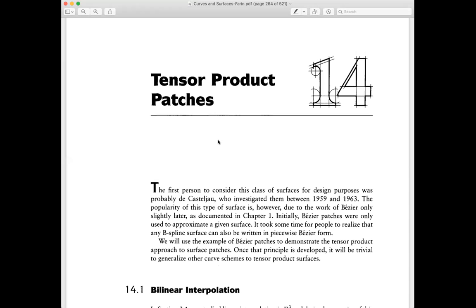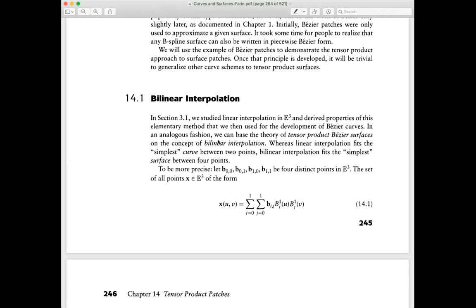We can use the two terminologies, patch and surface, interchangeably, right? And as its name suggests, it is a product. Sometimes you call it tensor product, or you can think about it like multiplication, right? So we will start with the bilinear interpolation. It is the simplest one, right?